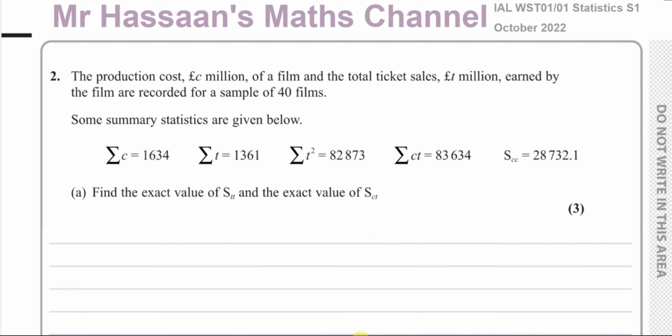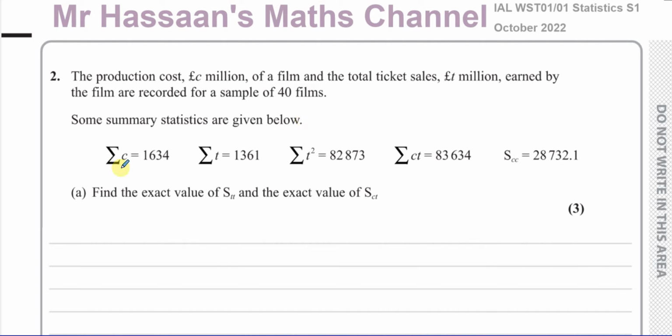This question is telling us about the production cost in millions of pounds, which is given by the symbol C, of a film, and the total ticket sales in millions of pounds, T, earned by the film are recorded for a sample of 40 films. Some of the summary statistics are given below.